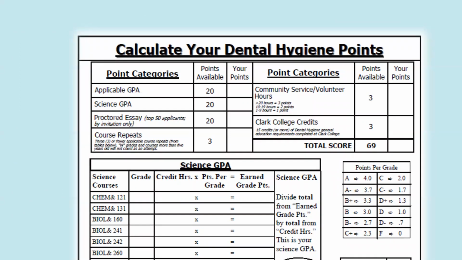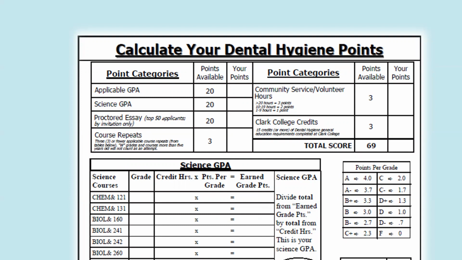Overall, we have a breakdown. We'll notice that there is an applicable GPA, which is worth 20 points, a science GPA, which is also worth 20 points, a proctored essay, which is worth an additional 20 points, as well as course repeats, community service and volunteer hours, and Clark College credits. So let's talk about what these things mean.